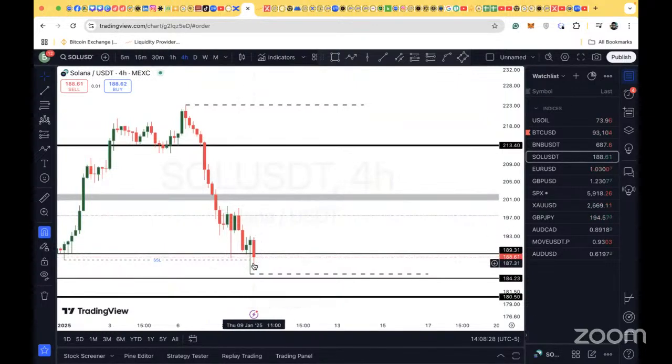But this is not enough signal. You need a bullish engulfing. I don't really like the candle hammer, this rejection candle. I don't really like it. I prefer engulfing or morning star. So if you see engulfing, that is your signal.